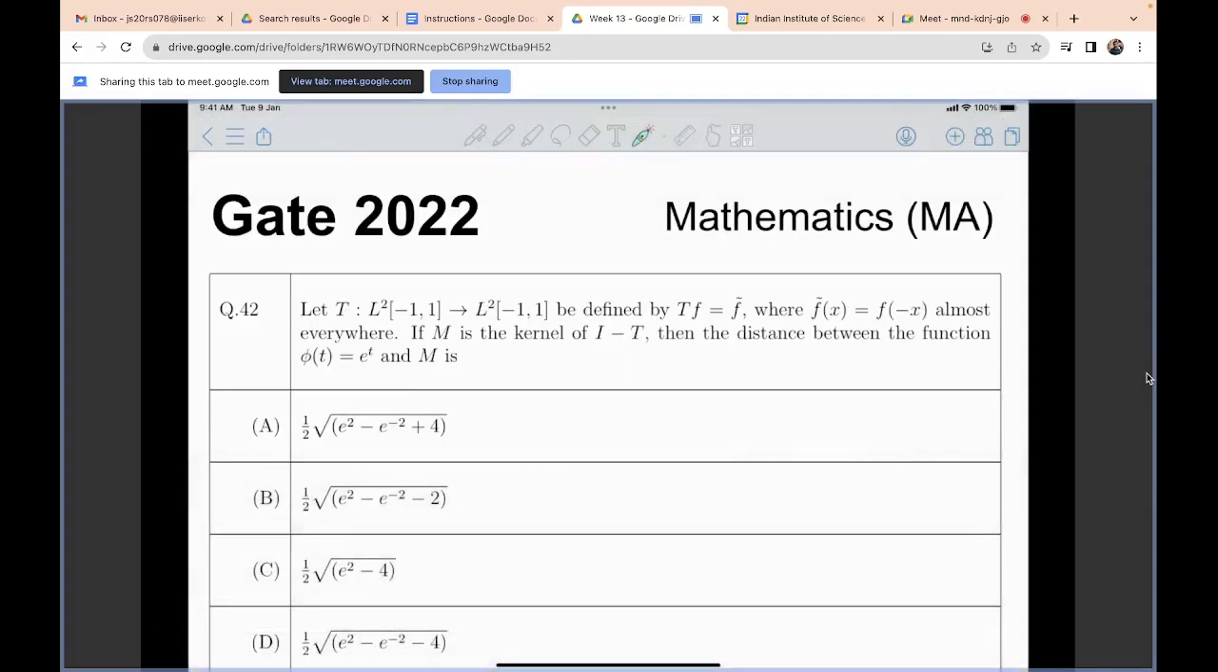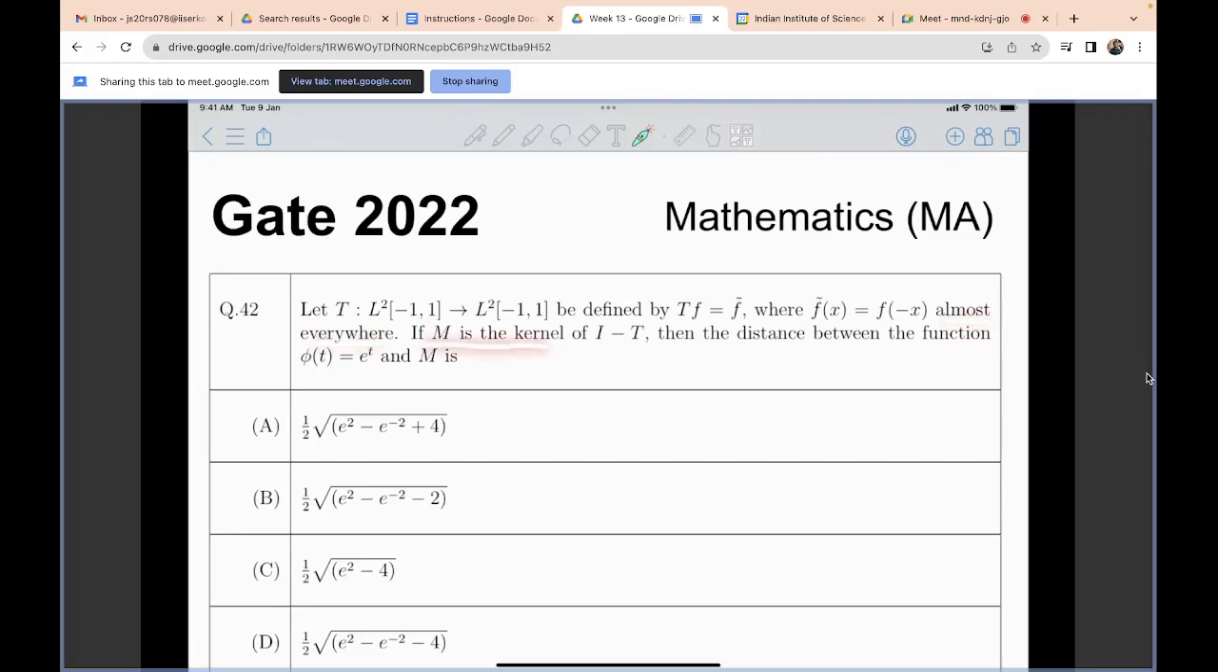Okay, so today we'll solve a GATE 2022 question. This is a question from functional analysis, question number 42. Let T be a linear operator, a map from L2 of minus 1 comma 1 to L2 of minus 1 comma 1. T is defined by T of f being f tilde, which is f evaluated at the point minus x, almost everywhere.